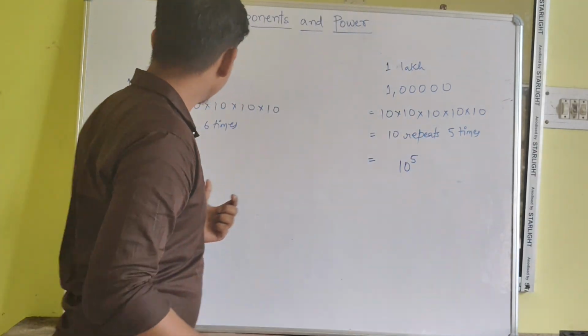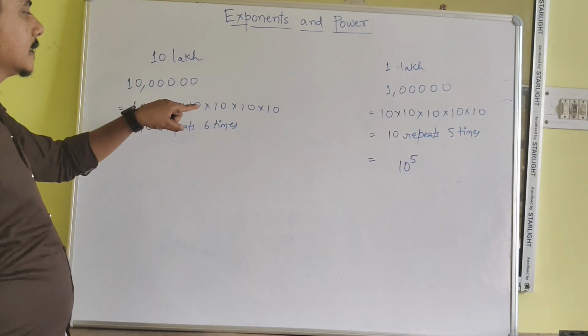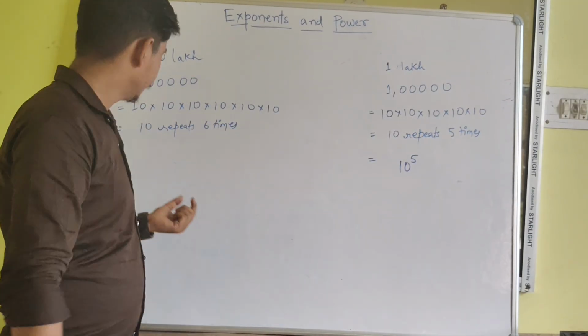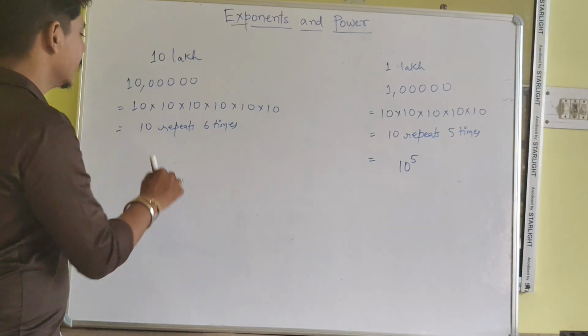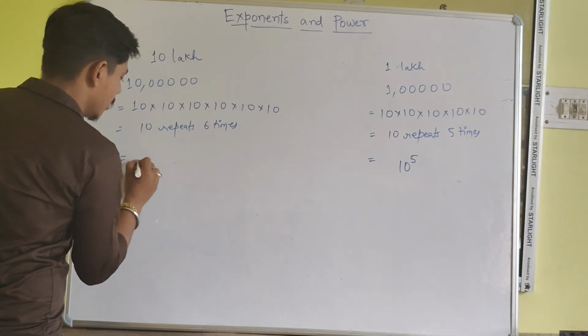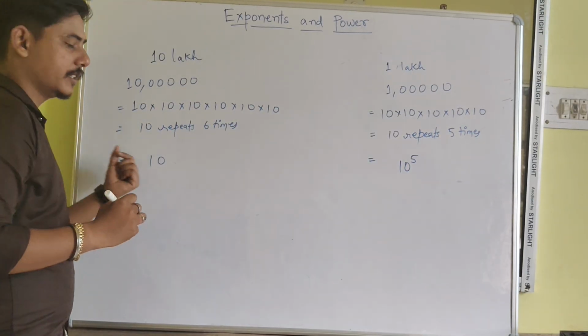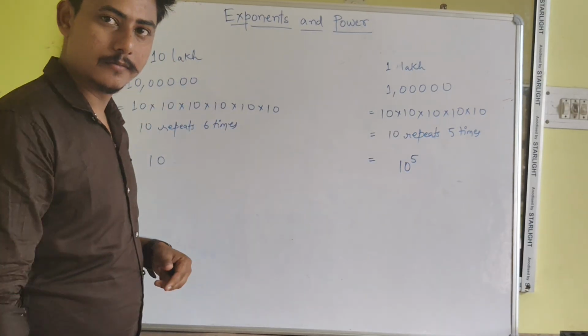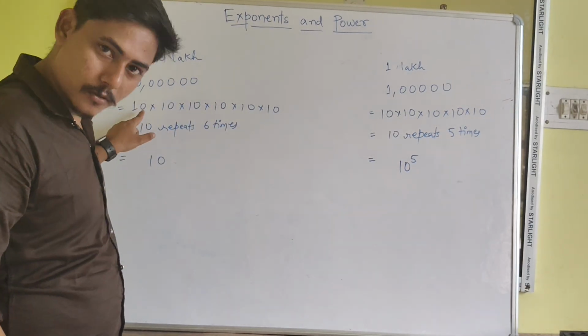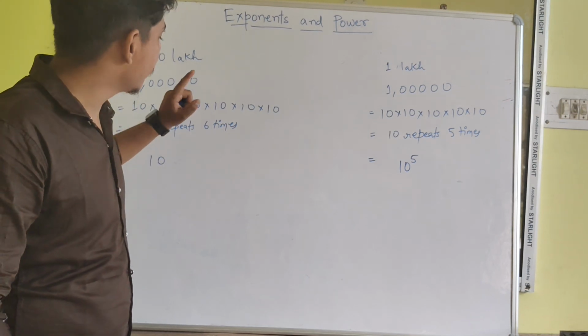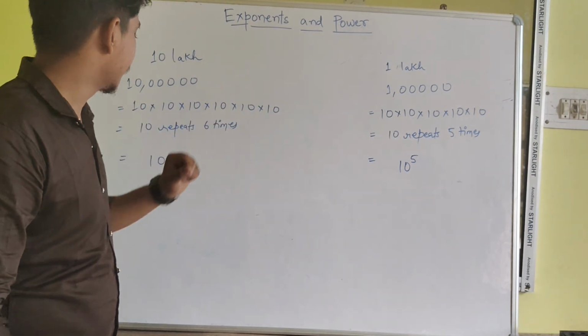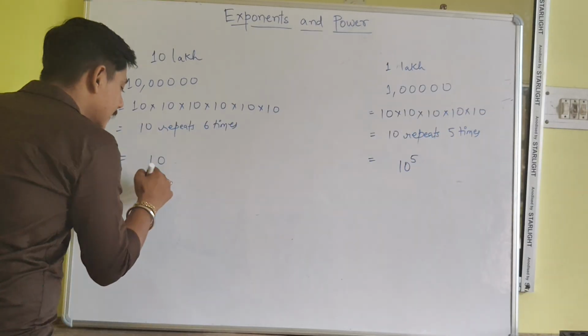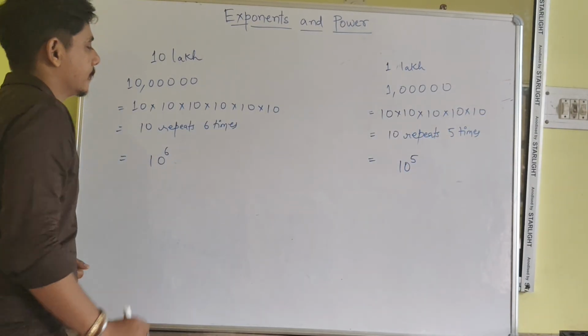Rahul, tell me, in this case, which number is repeated? Good. 10. 10 is the repeated number, so we write 10 at the beginning. And 10 is multiplied how many times? Let's count. 1, 2, 3, 4, 5, 6. Very good, 6 times. That is 10 to the power 6.